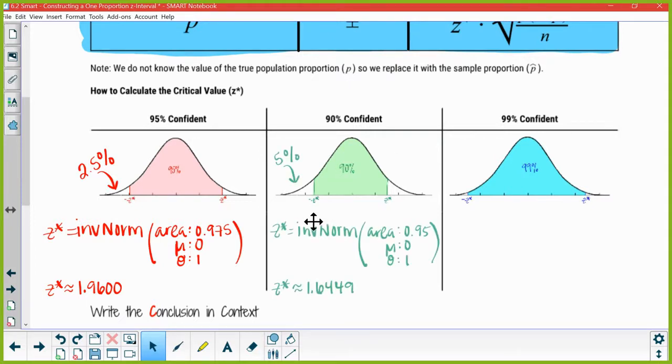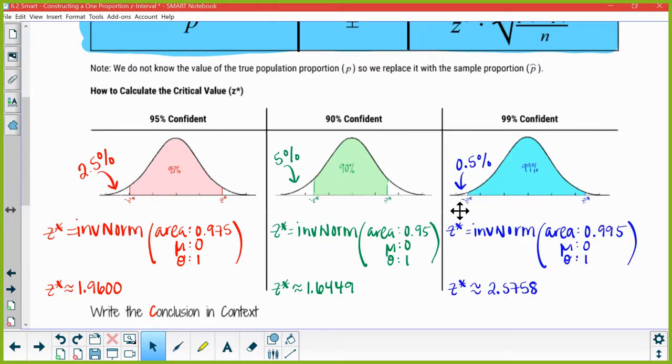I did the same thing for 90%. If it's 90 in the middle, that means there's 5% in my left-hand tail. I did an area of 0.9501. Z star is approximately 1.6449. Same thing for 99%. I did 0.5% in the left tail. Z star is inverse norm of 0.995. Z star is approximately 2.5758. And I did these three because they are the most common. These are the most common confidence levels you will calculate.